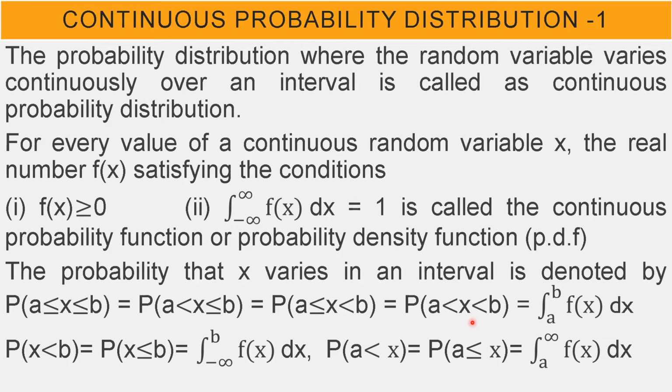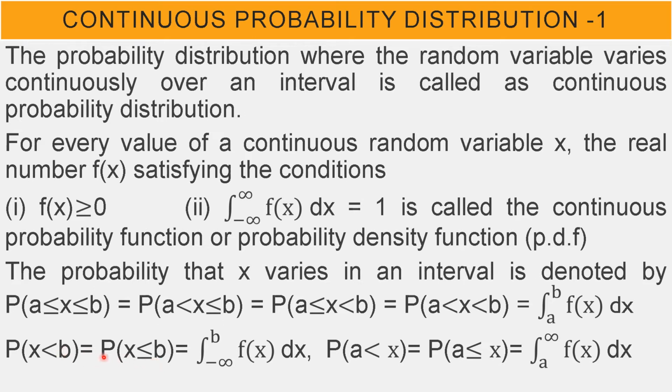When X is a continuous random variable, the probability that X varies in the interval a to b is given by the integral of f(x) dx from a to b. The lower limit of the integral is the left end of the interval, and the upper limit is the right end of the interval. Similarly, consider the probability that X is less than b or less than or equal to b, including b or excluding b.